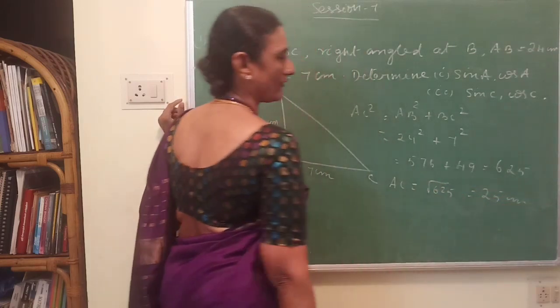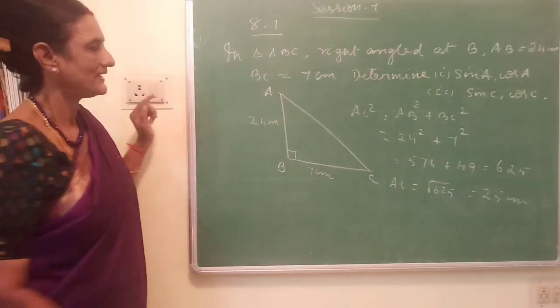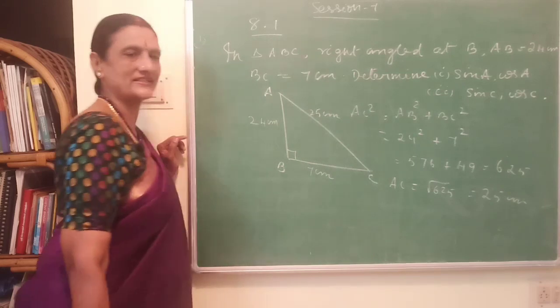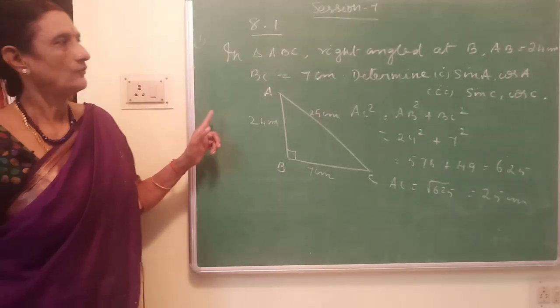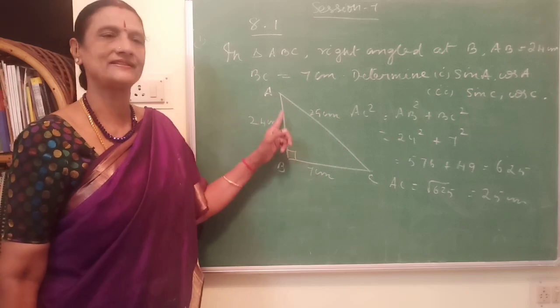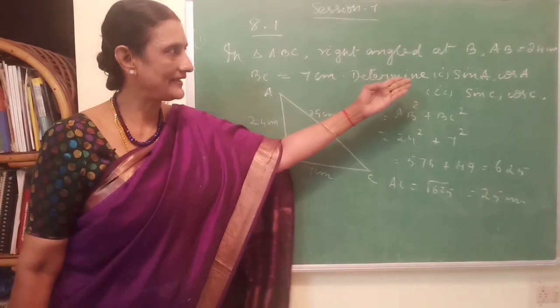So, what is the value of AC? We have evaluated it as 25 centimeter. So, this is the first step. Now, from this, we have got all the three sides. Now, it is very easy to find out.